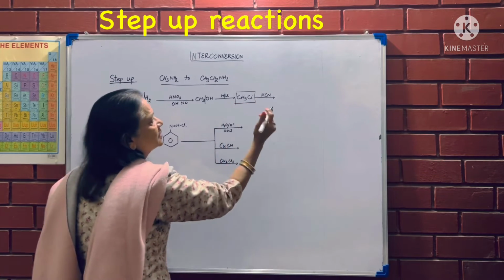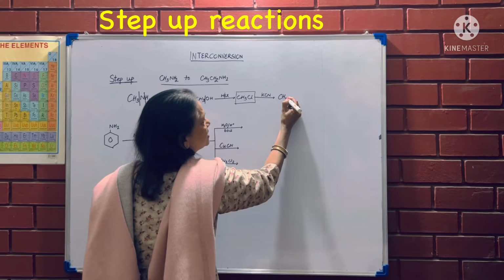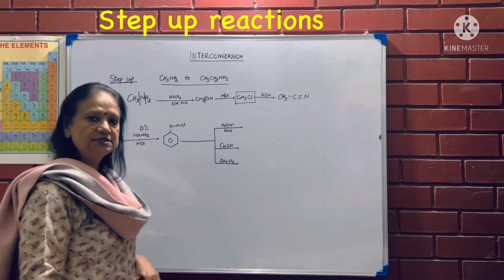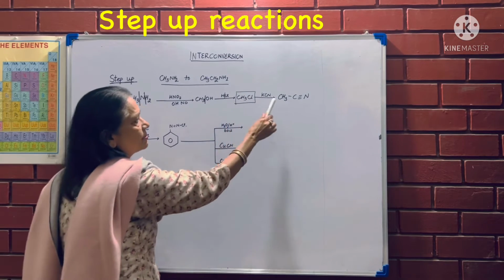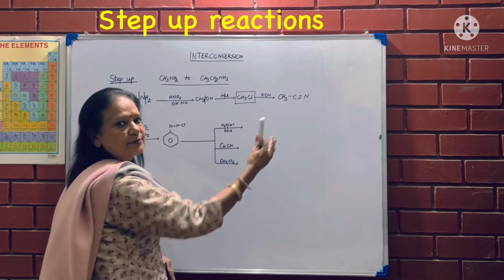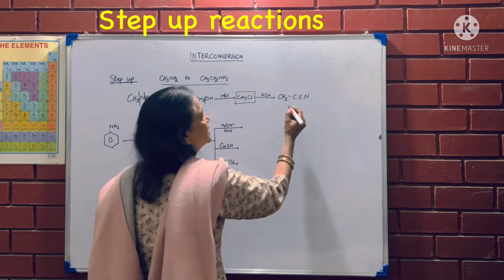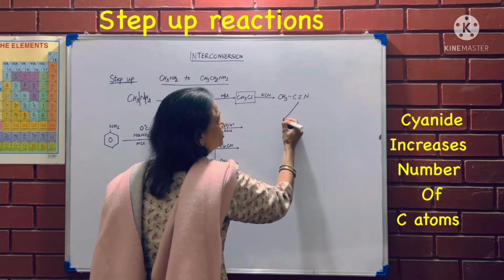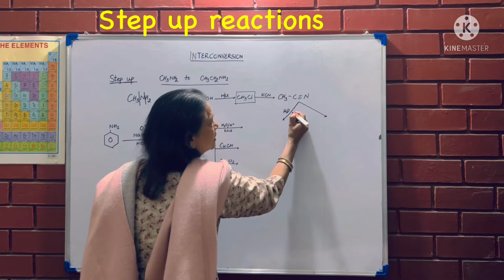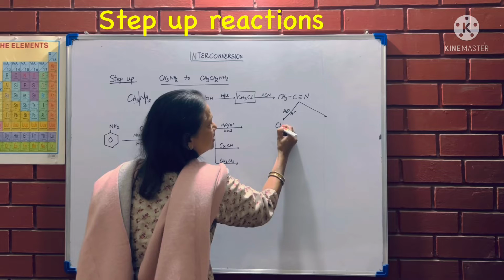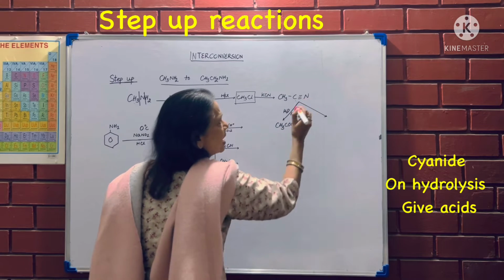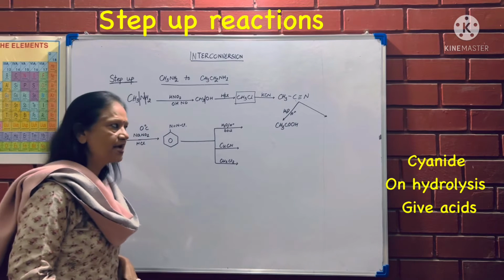So if I react with KCN, I'll get CH3C triple bond N, which is CH3CN. So from one carbon atom, I have now reached two carbon atoms. I have stepped up in a reaction. Now this compound can be changed in two ways. One is that I add water to it. In the presence of H plus ions, it will change into an acid. So the CN part is going to change into an acid.